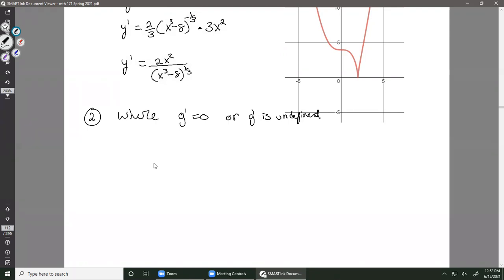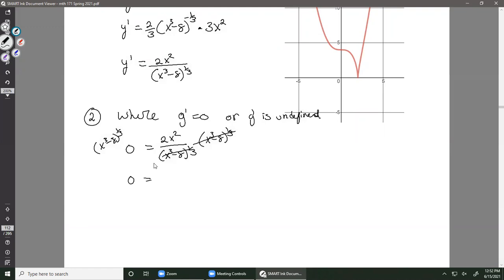So first, I'm going to set it equal to 0. So I get 0 equals 2x squared over (x cubed minus 8) to the 1/3. Well, we're solving for x. I'm going to multiply both sides by (x cubed minus 8) to the 1/3. That cancels. And 0 times anything is just 0.